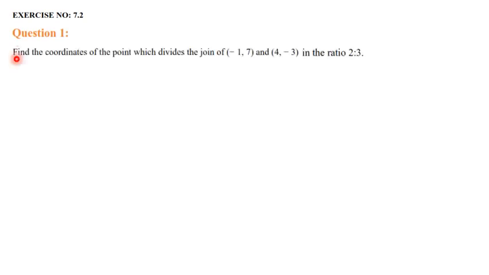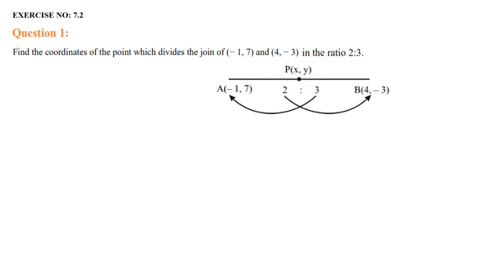Move on to the exercise questions. First question of exercise 7.2. Find the coordinates of the point which divides the join of (-1, 7) and (4, -3) in the ratio 2 is to 3. First of all, let's visualize this question.